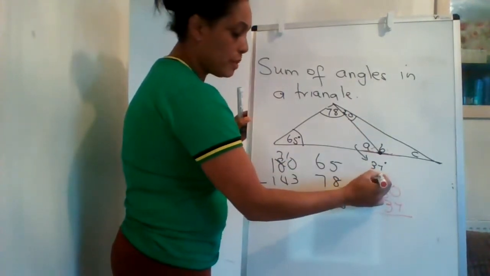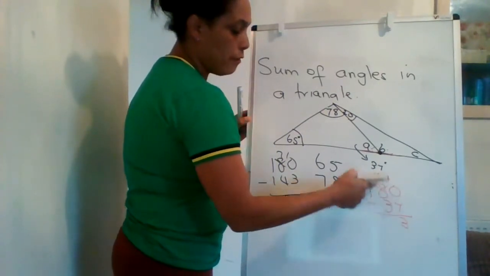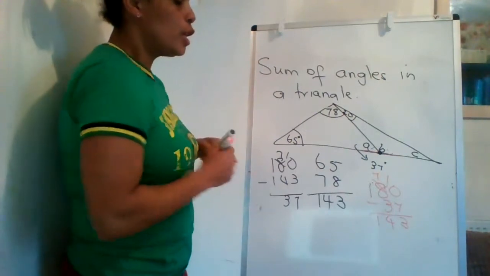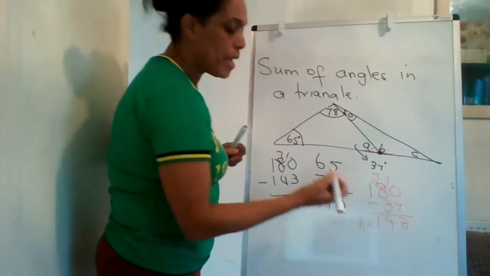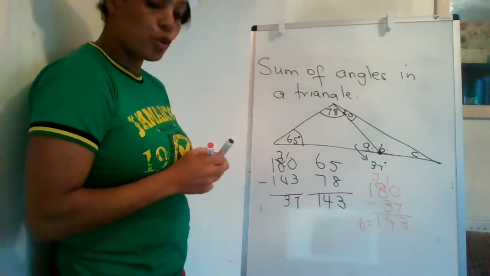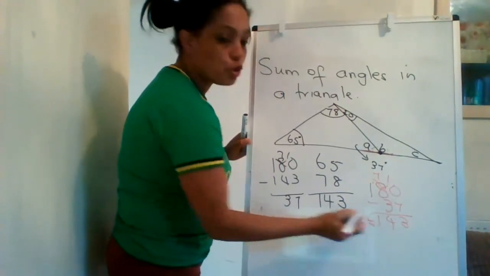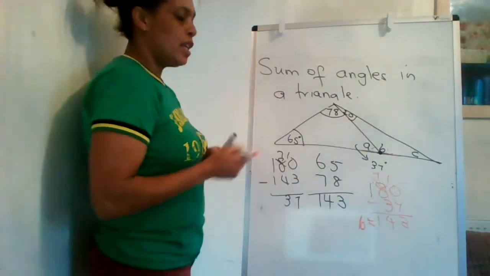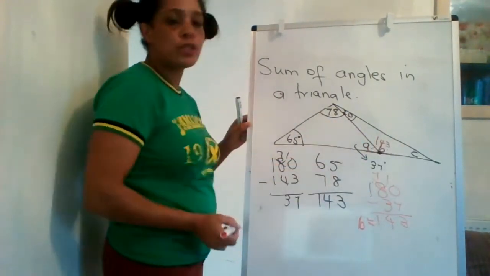Okay, so that's going to be 7. 7 from 10 leave 3. 3 from 7 leave 4, and we have that 143. So B is equal to 143. What about C? Because we have just discovered that B is equal to 143.